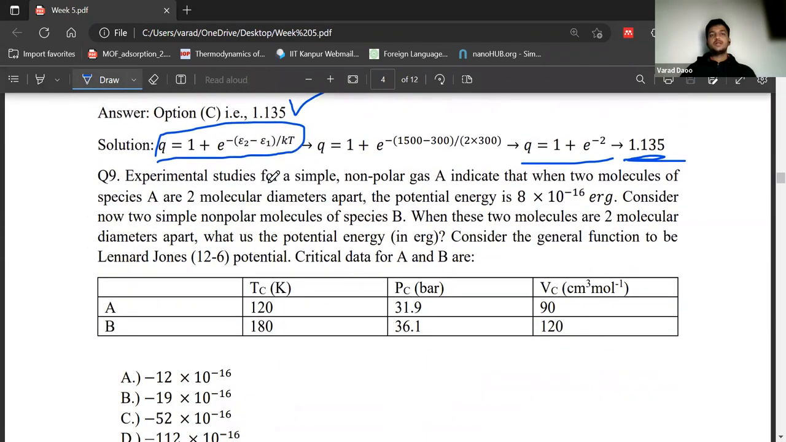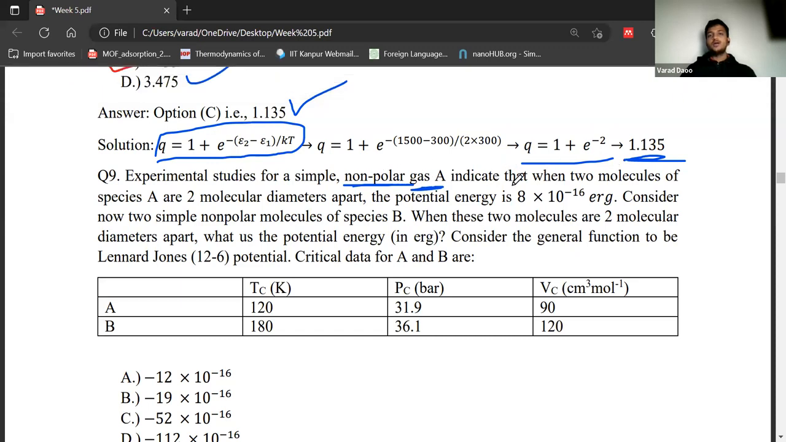The experimental studies for a simple non-polar gas molecule, gas A, indicate that when two molecules of species A are two molecular diameters apart, that means 2 sigma, where sigma represents the molecular diameter, the potential energy is this value in ergs.